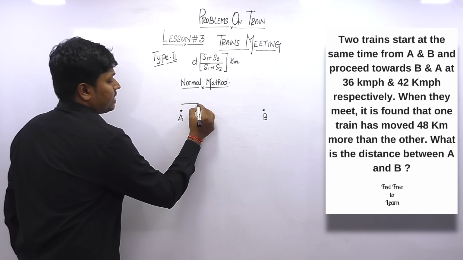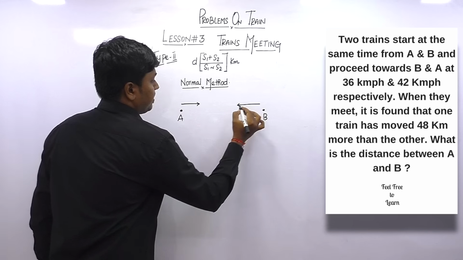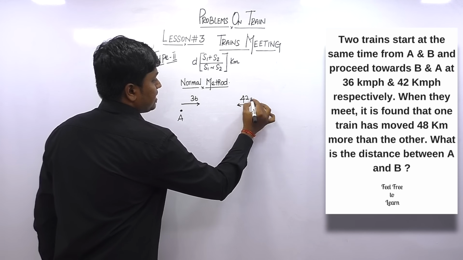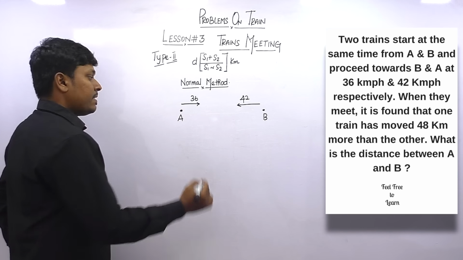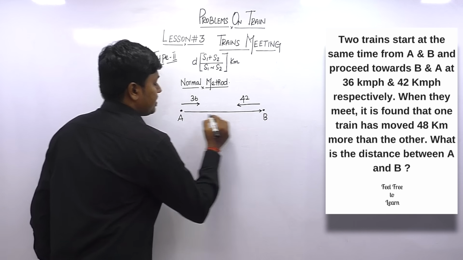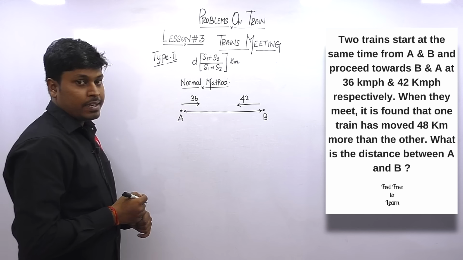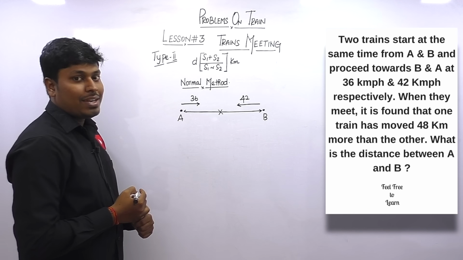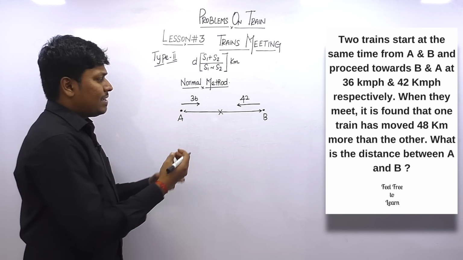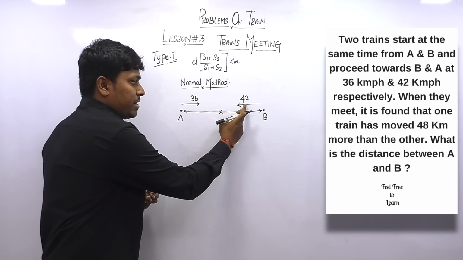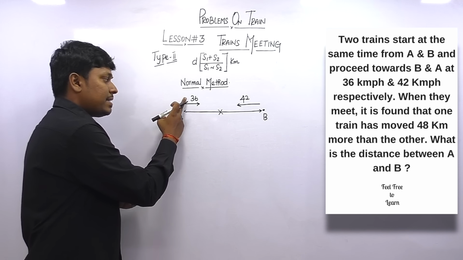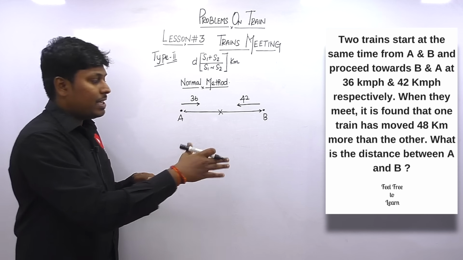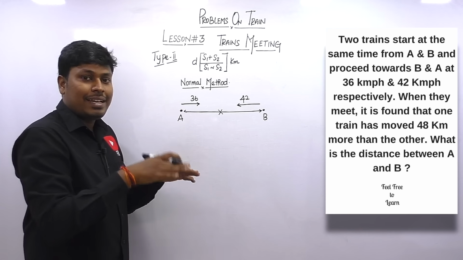So one train from station A and another train from station B, and the first train speed is given, that is 36 km per hour, and the second train speed is 42 km per hour, and our target is to find the distance between station A and B. And another data they have given: when they meet, one train covers 48 km more than the other. Listen here, if one train speed is 42 km per hour and the second train speed is 36 km per hour, which train will cover more distance? If the train speed is more, then the train will cover more distance.